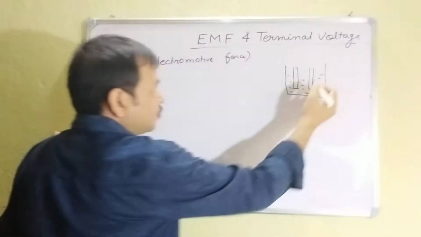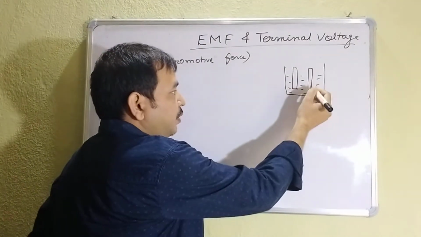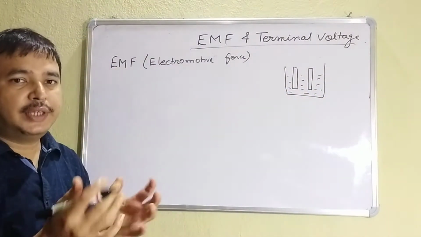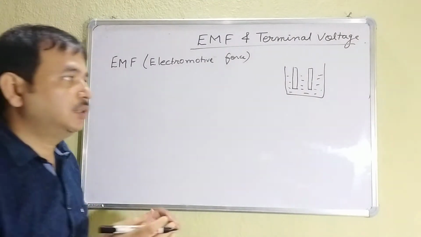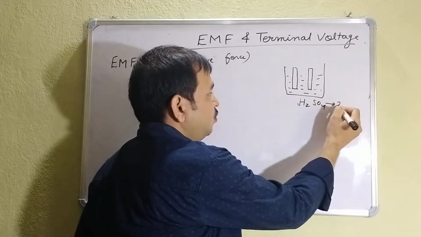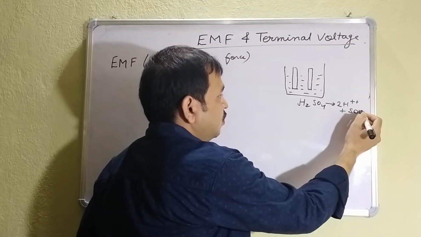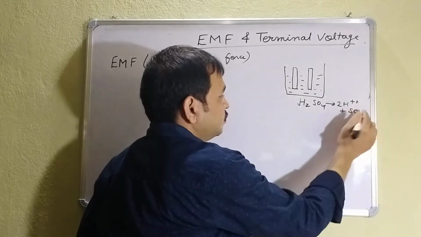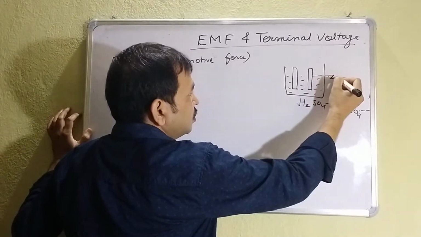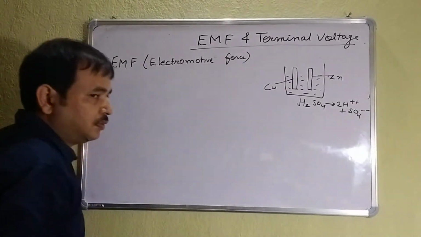Now, what is happening? Due to the chemical reaction inside the solution, suppose H2SO4 breaks into ions. H2SO4 breaks into 2H+ and SO4--. Now, suppose this is zinc and this is copper or carbon, whatever it is, we are not concerned about that.